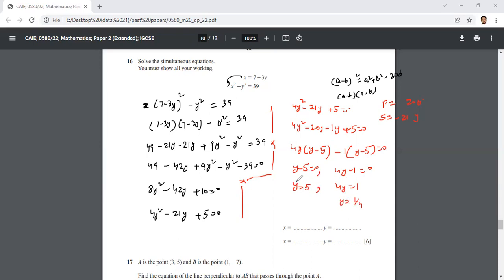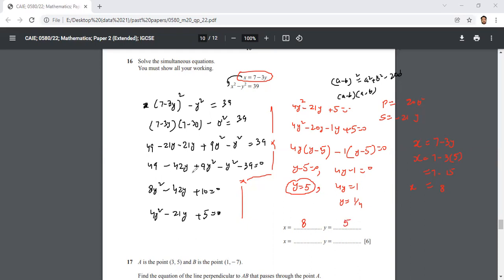So when y is equal to 5, what is x? So you can check in this equation. We know that x equals 7 minus 3y. So x is equal to 7 minus 3 into y, which is 5. So 7 minus 15, we are getting minus 8. So when x is minus 8 and y is 5.